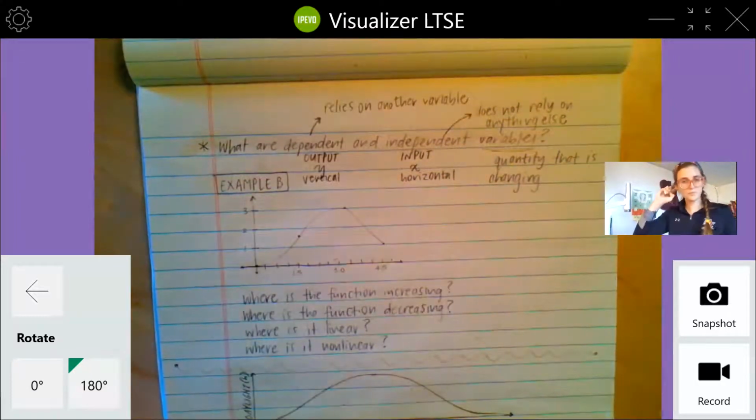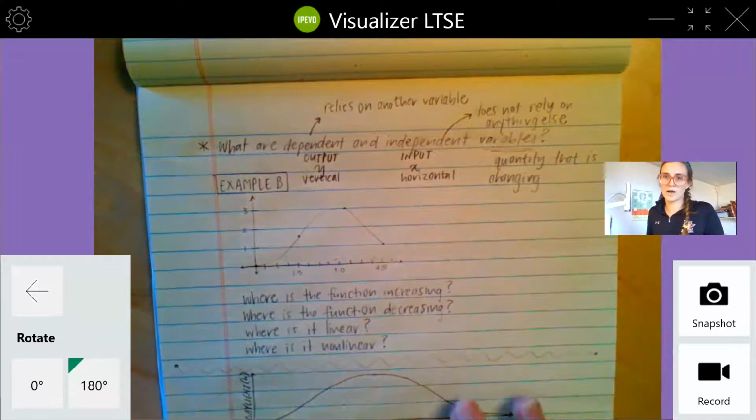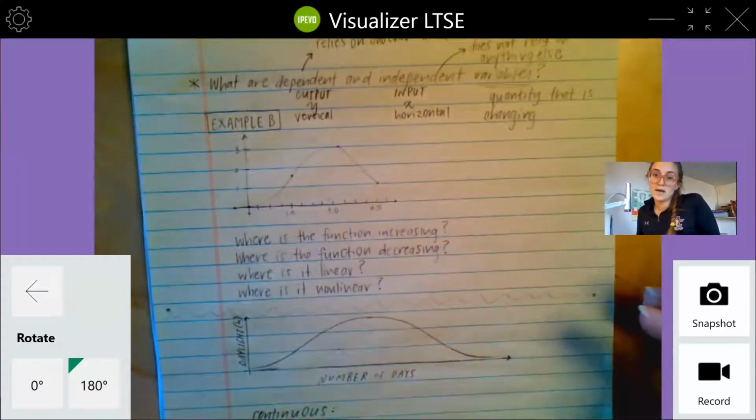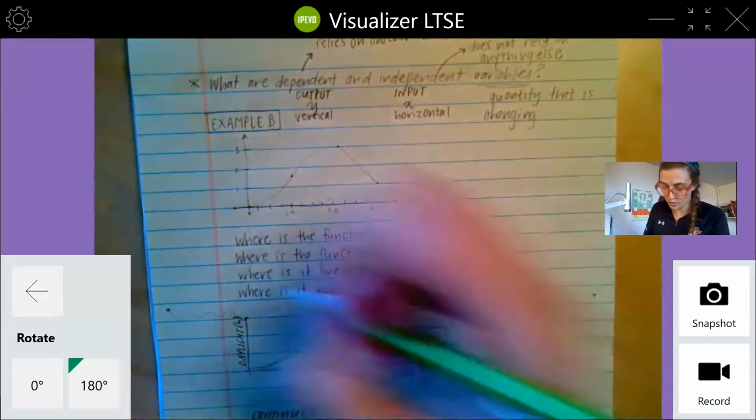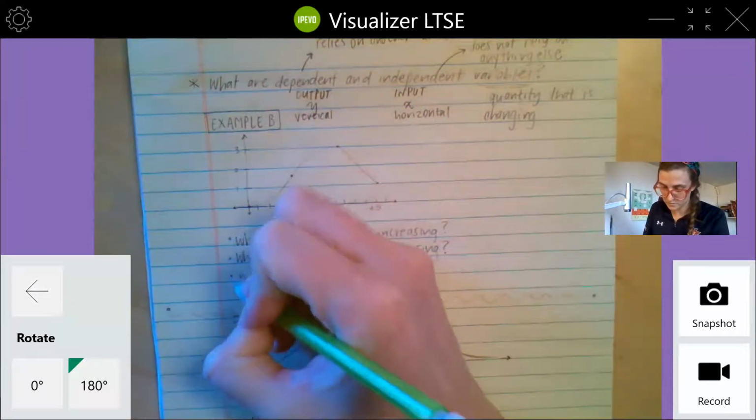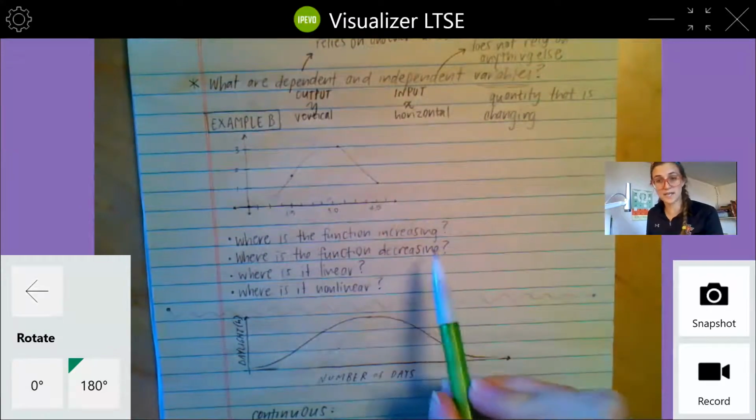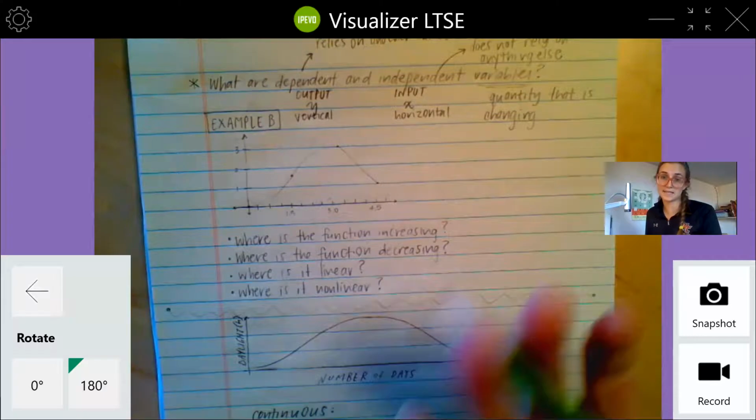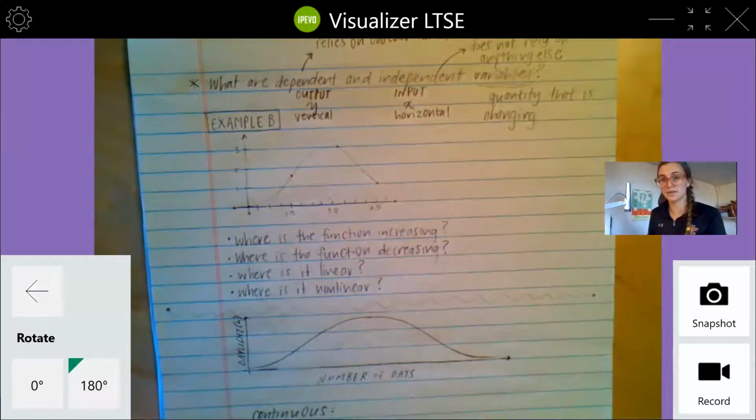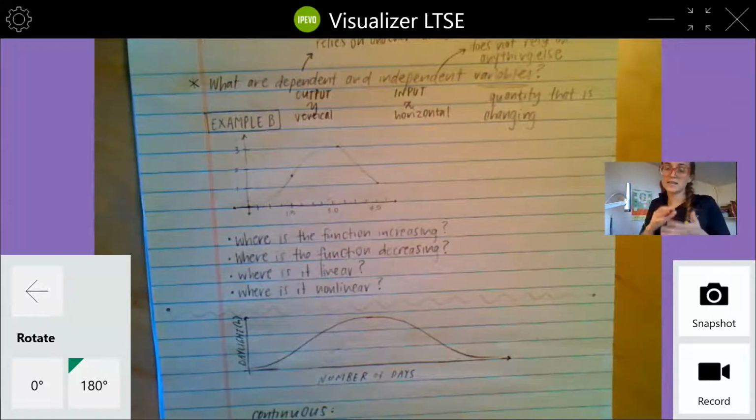Okay? So now let's look at another example. We have this graph here, and we have 4 questions to answer. Where is the function increasing? Where is the function decreasing? Where is it linear? Where is it nonlinear? And we're going to use a specific type of notation to tell us the different intervals, okay?